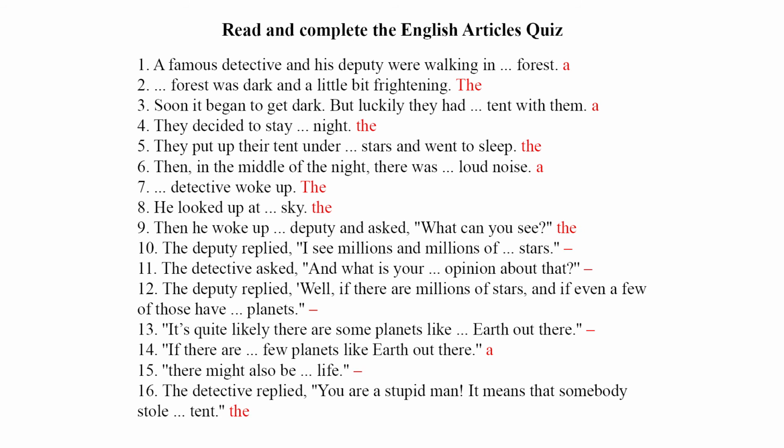The deputy replied, "Well, if there are millions of stars and if even a few of those have planets, it is quite likely there are some planets like Earth out there. If there are few planets like Earth out there, there might also be life." The detective replied, "You're a stupid man. It means that somebody stole the tent."